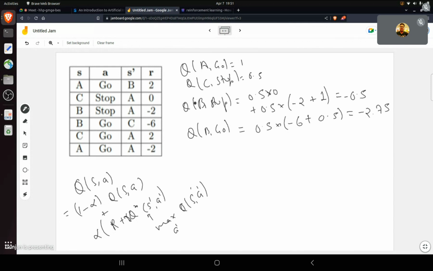In this case, gamma is 1, so it is 1 minus alpha times Q(S dash) plus R times gamma Q star(S dash, A dash). Okay, so we have computed till here, that is Q(B, go).